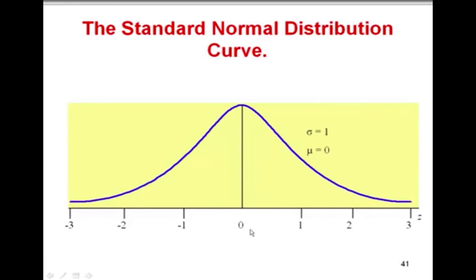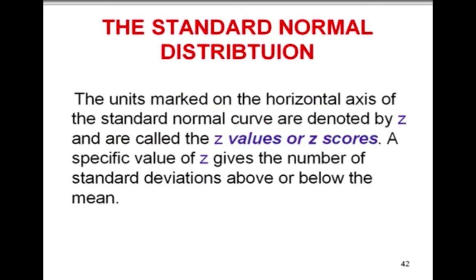Notice how it is centered at 0, and because the standard deviation is 1, almost all z-scores are between plus and minus 3. So once again, the units marked on the horizontal scale of the previous slide are the z-scores, and what a z-score tells us is how many standard deviations above or below the mean a particular observation is.